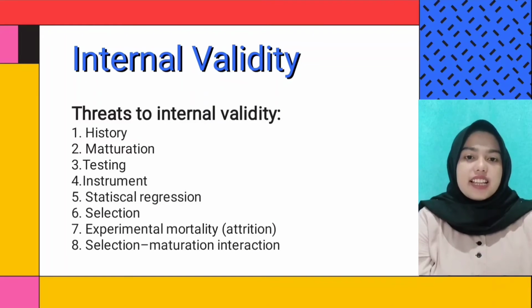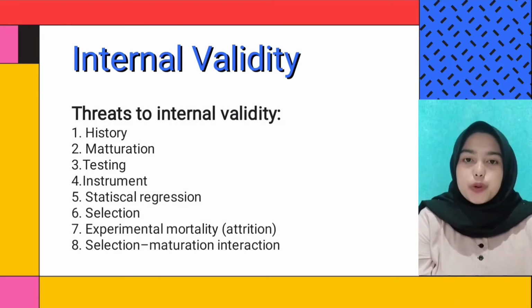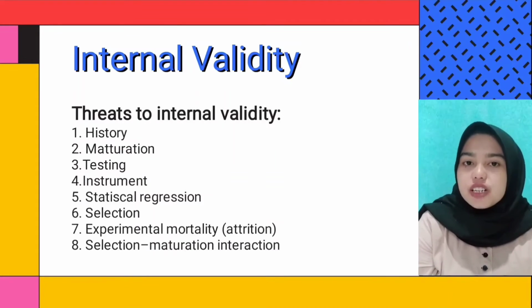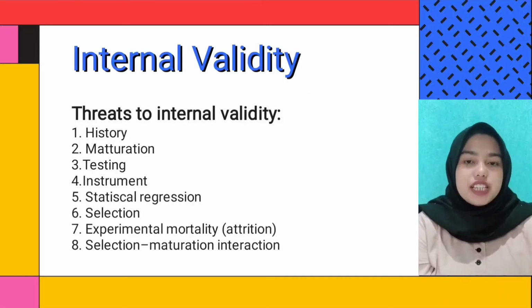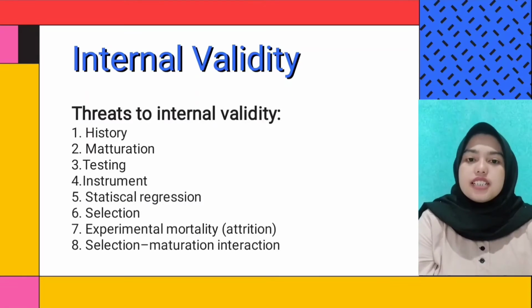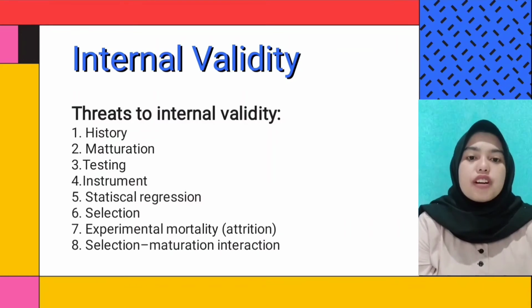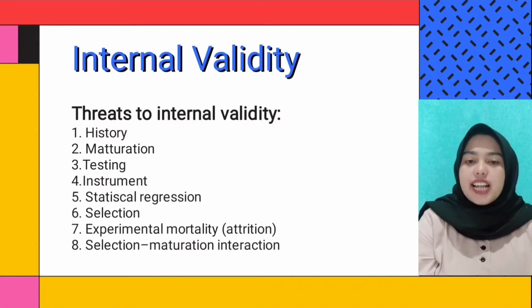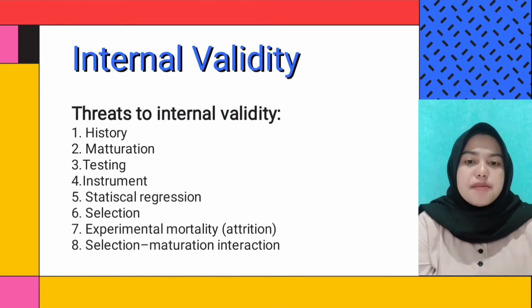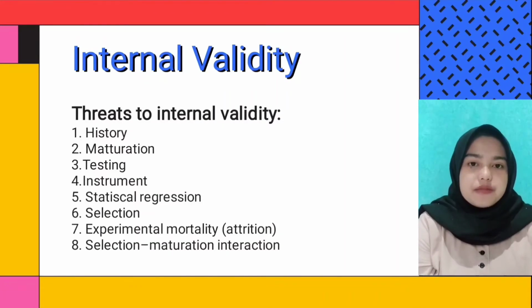Okay, the next is statistical regression. When a subgroup is selected from a larger group based on the subgroup's scores, high or low on a measure, statistical regression poses a danger to internal validity. The sixth is selection. When there are significant disparities between the experimental and control groups even before the experiment begins, selection is a concern.